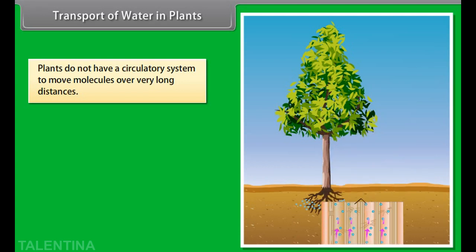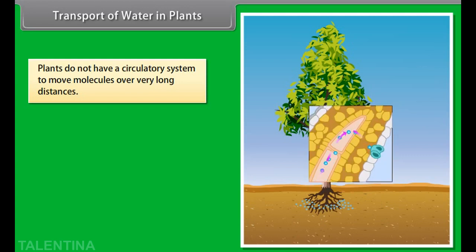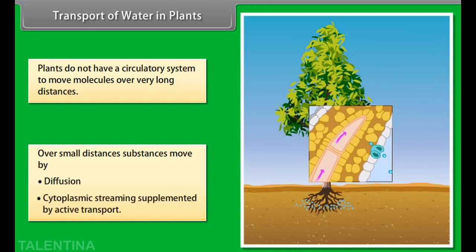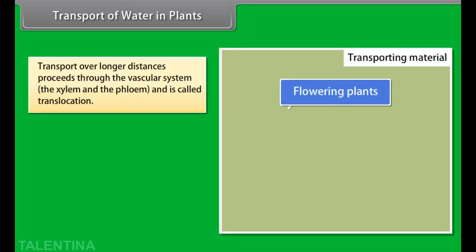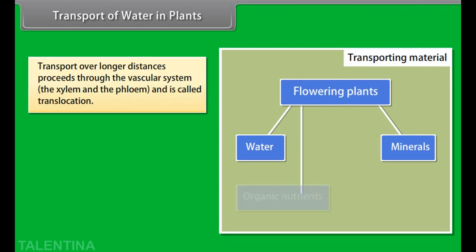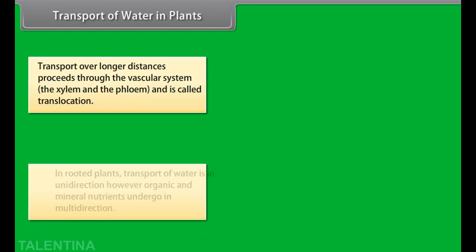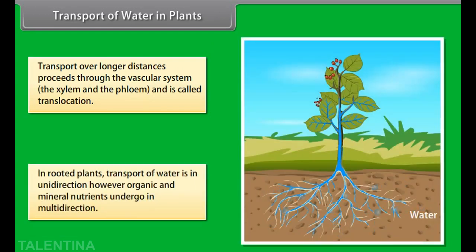In a flowering plant, the substances that would need to be transported are water, mineral nutrients, organic nutrients, and plant growth regulators. Over small distances, substances move by diffusion and by cytoplasmic streaming, supplemented by active transport. Transport over longer distances proceeds through the vascular system and is called translocation. You will be surprised to know that in rooted plants, transport in xylem is essentially unidirectional from roots to the stems. Organic and mineral nutrients, however, undergo multidirectional transport.